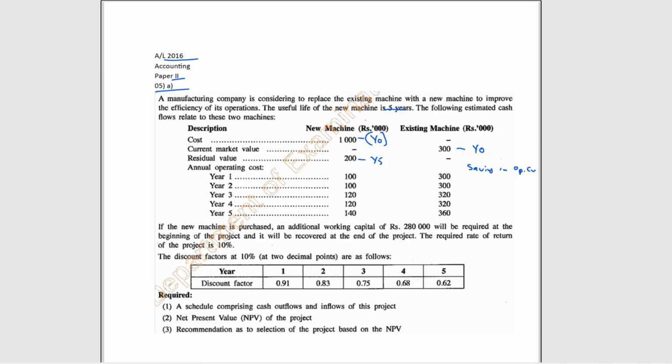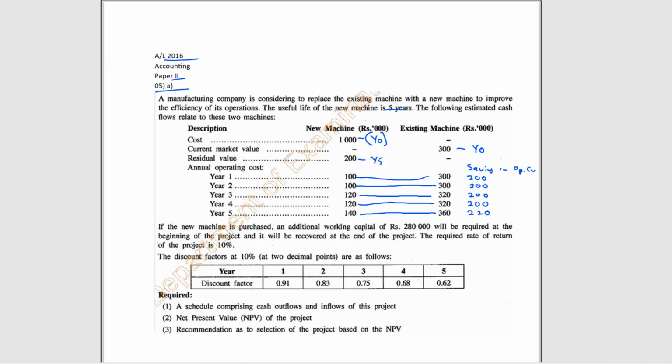So first year saving is how much? 200,000. Second year saving is how much? 200,000. And third year, how much is the saving? If you use the old asset 320, new asset 120. So the difference is how much? 200,000. Saving will be 200,000. Here 320 cost will get reduced to 120. Again there will be a saving of 200,000. Here 360 cost will get reduced to 140. So there will be a saving of 220,000.